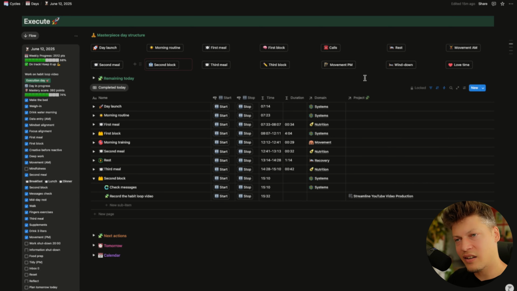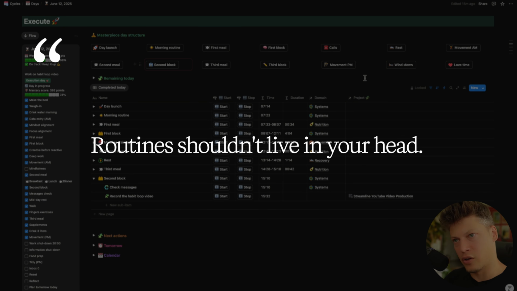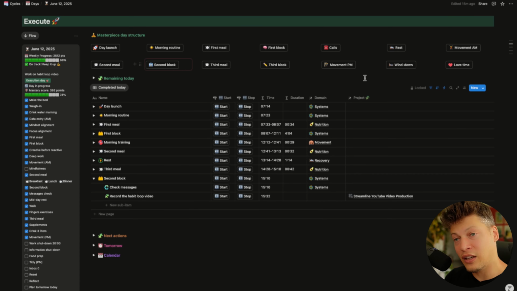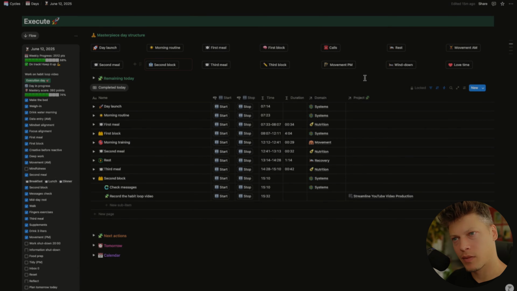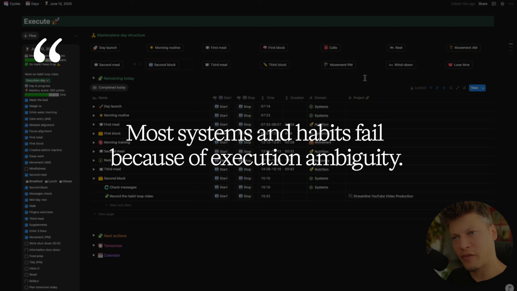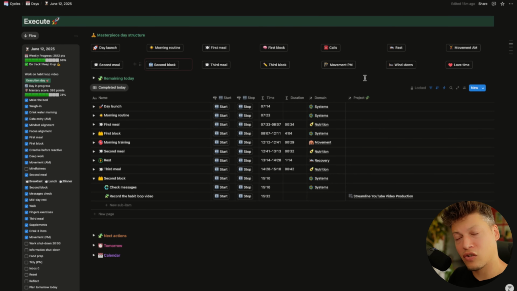Because the idea is that routines shouldn't live in your head. They should live in your system where they're visible, editable, and actionable. Most systems and habits fail because of execution ambiguity. Once your execution of a habit was triggered by a cue, you shouldn't be wondering what to do. It just creates a lot of friction. You should immediately get a checklist.